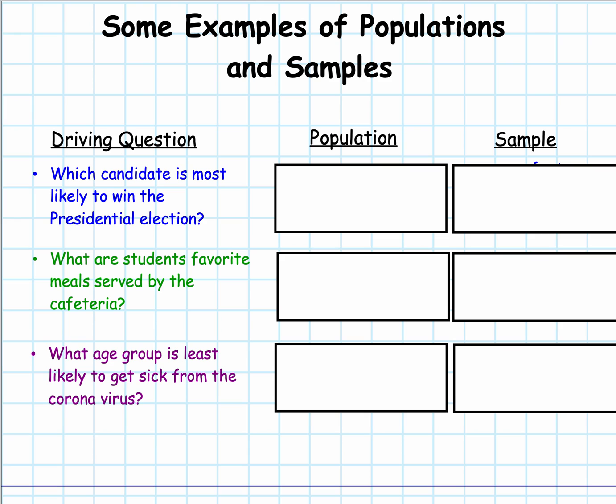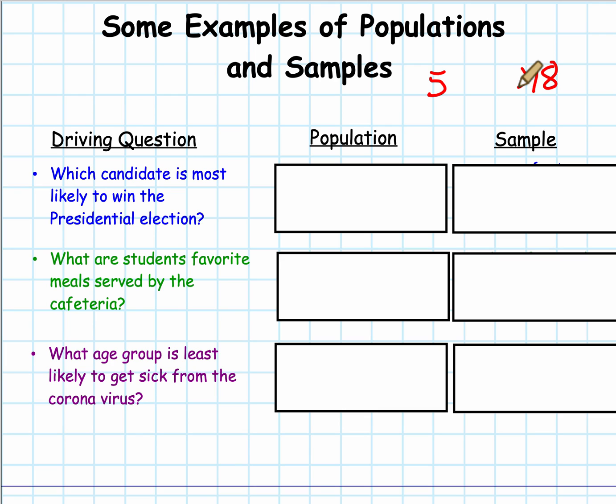What information do you really want? So this year, we're supposed to be having a presidential election. And so we might want to know, well, which candidate is most likely to win the presidential election before the actual election takes place? So who is our population? Well, when you're thinking about that, there's a difference between someone who's 5 years old versus someone who's 18 or over the age of 18.